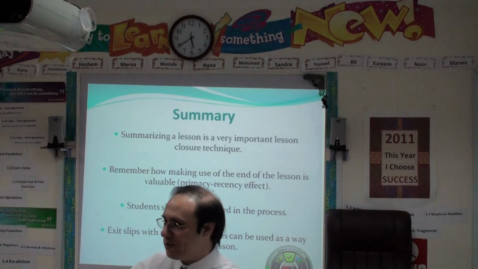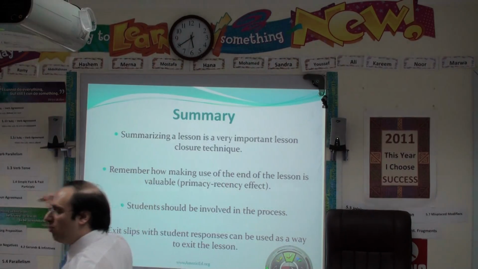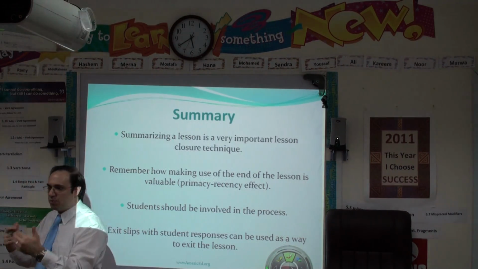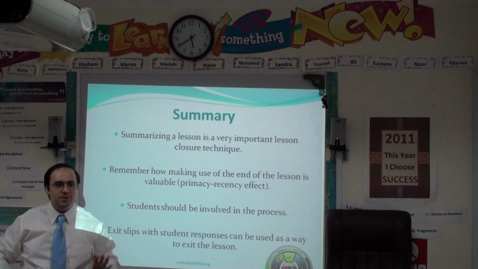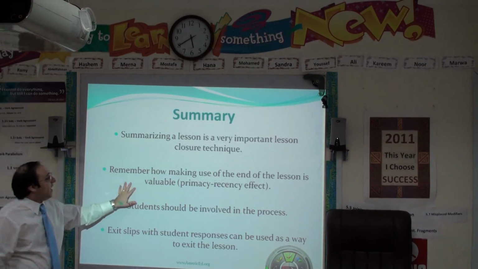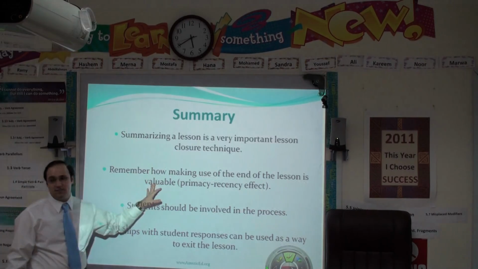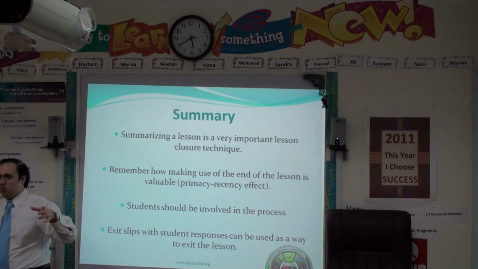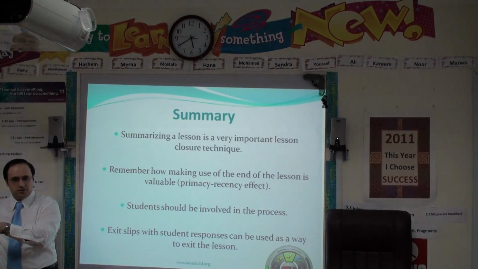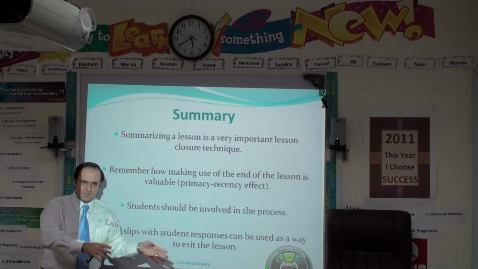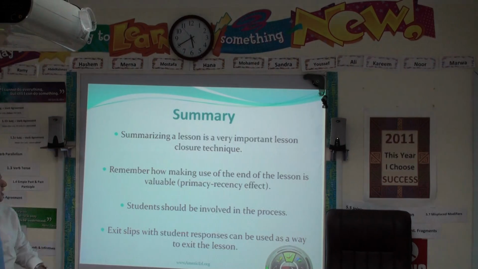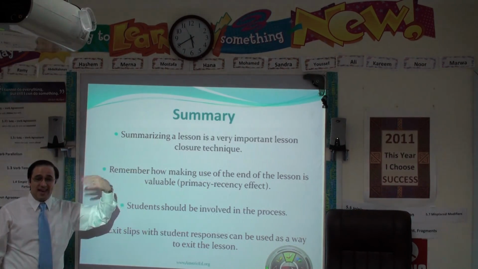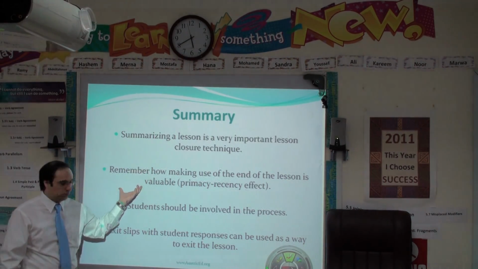Our lesson closure should be wrapping up everything, closing it, putting it in the long-term memory, starting the process of moving it from working to the long-term memory, and then keeping the information there. Remember how making use of the end of the lesson is valuable. Remember the primacy recency effect? We said the first thing we learn is the thing we remember the most, then the last thing we learn, and finally the least thing we learn or remember is what is in the middle. So the summary of the lesson, the ending of the lesson, the closure of the lesson is very valuable.